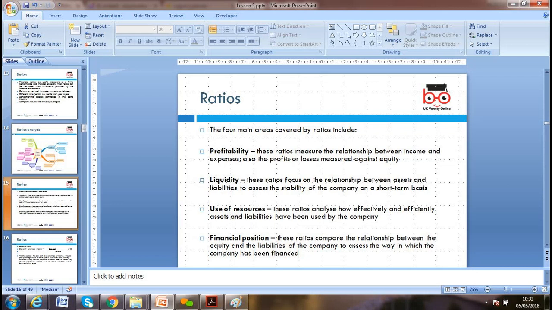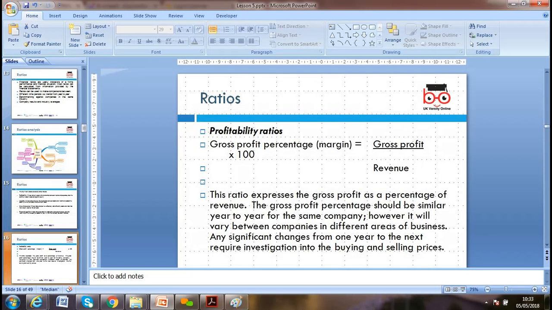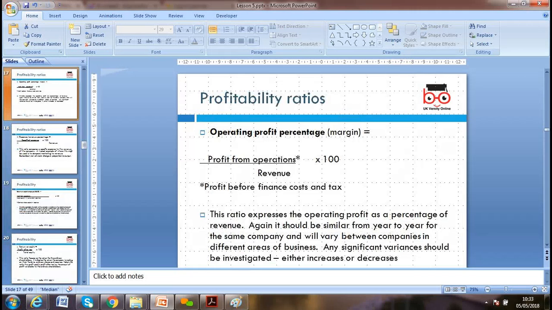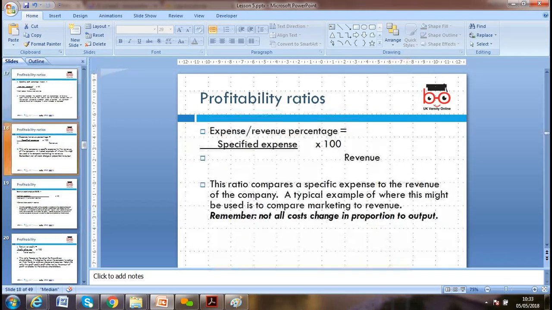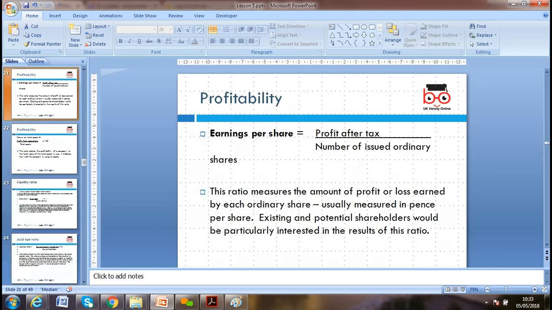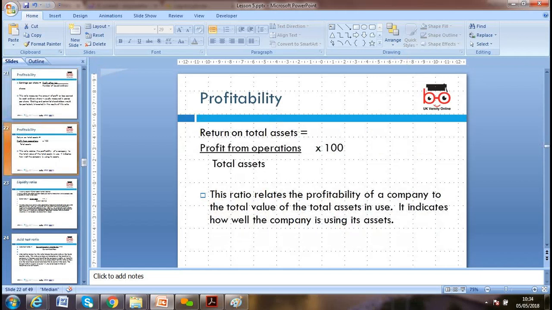Yes, sir. So we will go through profitability ratios. We can calculate gross profit divided by revenue. Then we have operating profit divided by revenue. These are all the formulas there. We don't need to use all, but I put them there for completeness. Earning per share is profit after tax divided by the number of shares the company is holding. We can also find profit from operations divided by total assets.